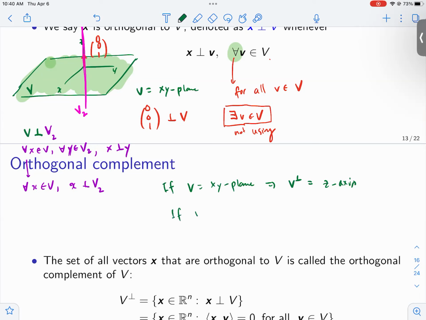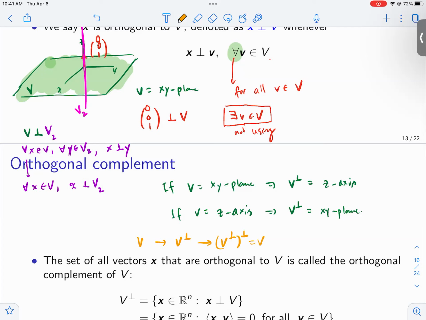So if V is the z-axis, what do you think V perp would be? If I take the z-axis as V, what is the set of all vectors that are orthogonal to V? Right, yeah. So if you think about it, this is going to be the XY plane. So there is some sort of duality. If you have V and then you form V perp, and if you take the perp of this, you get back V. So in general, V goes to V perp and then goes to V perp perp, but this is going to be V. You're not going to get something else. So you're back in the original.